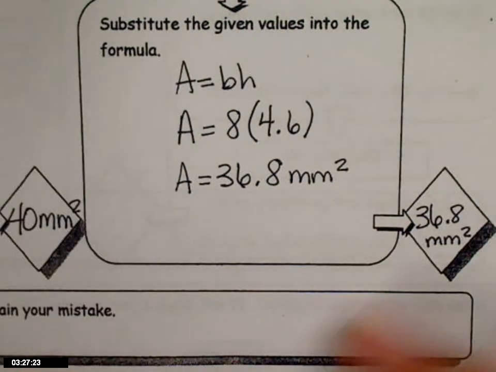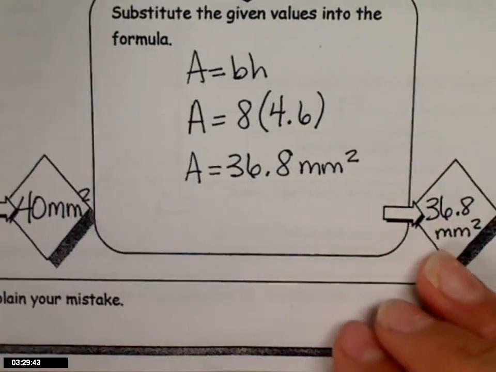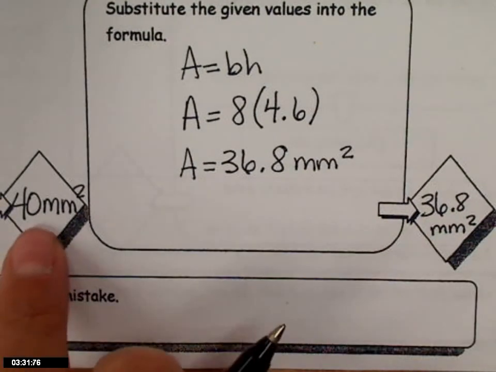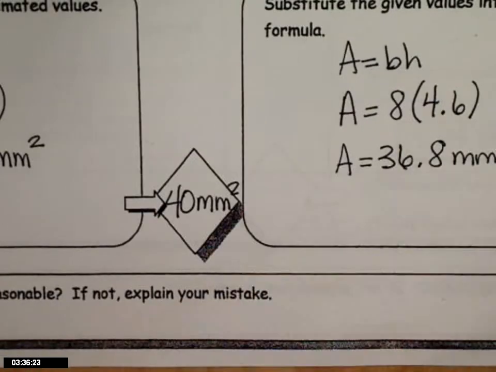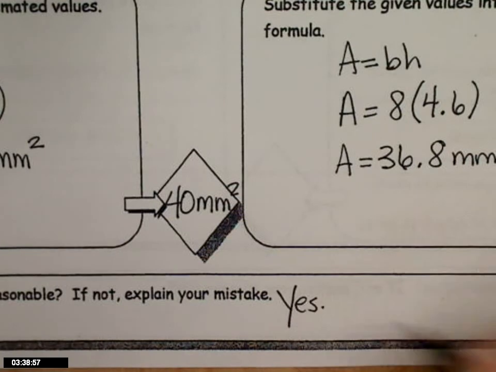And then the last part of this is to ask myself, is my estimation reasonable? 40 and 36, almost 37? I think so. I'm going to put yes. And I'm done. That's number 2 on page 10.